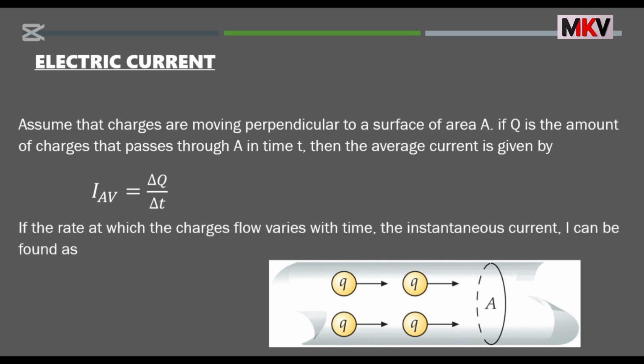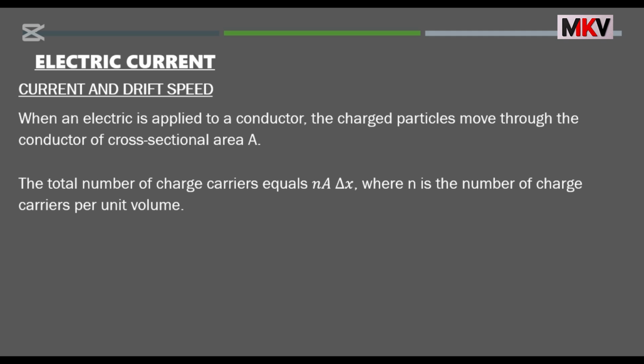If the rate at which the charges flow varies with time, then we can also find the instantaneous current. So the current flow within the conductor varies with time. When it varies with time, then we can get the instantaneous current. That gives us dQ over dt, an infinitesimal change, or the change in charge over the change in time, which gives the instantaneous current.